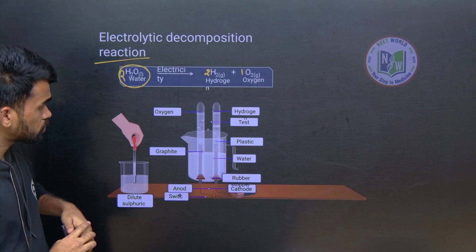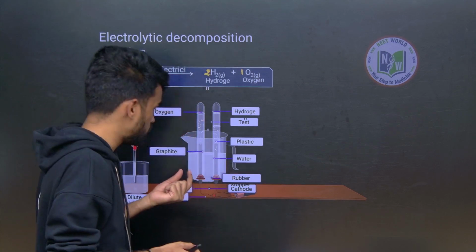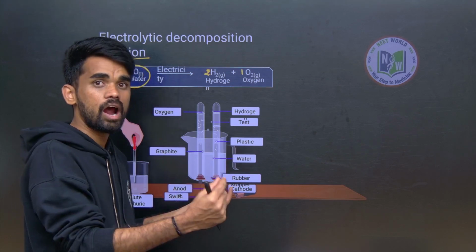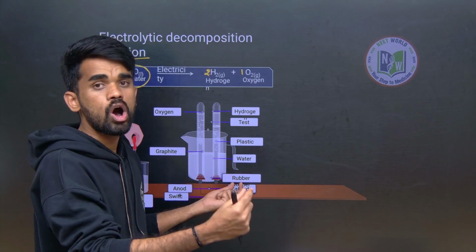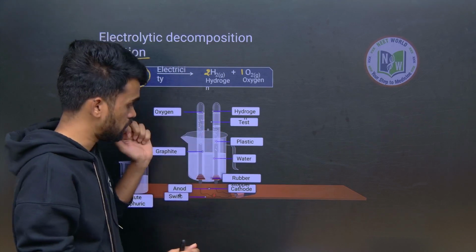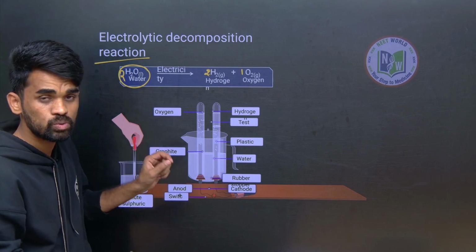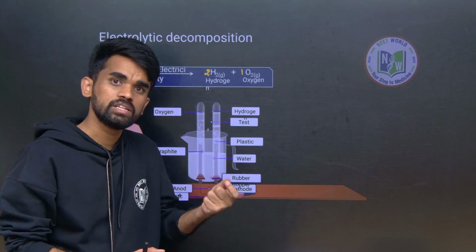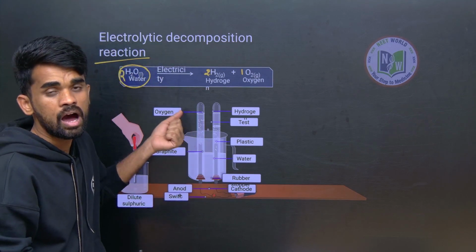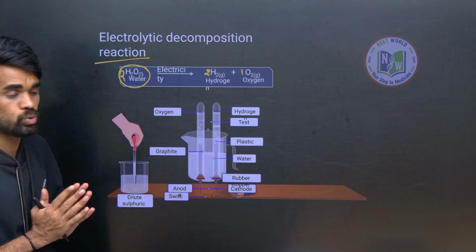So in which compartment is which gas formed? I told you one is the cathode, another is the anode. At the anode electrode, oxidation takes place, therefore oxygen is formed in the anode compartment. And the other electrode is the cathode. There reduction takes place, therefore hydrogen gas is released at the cathode electrode, in the cathode compartment. I hope it is clear up to here, right?